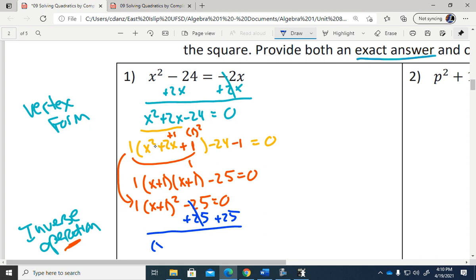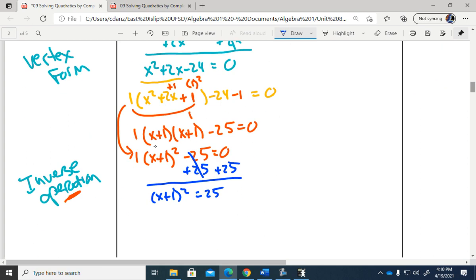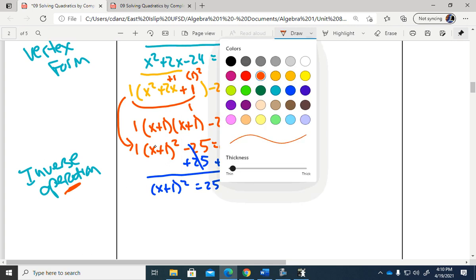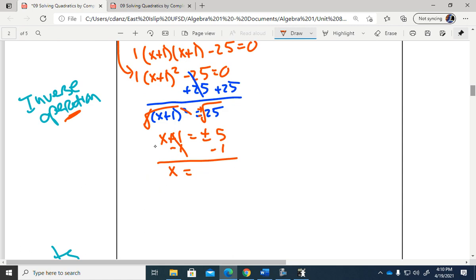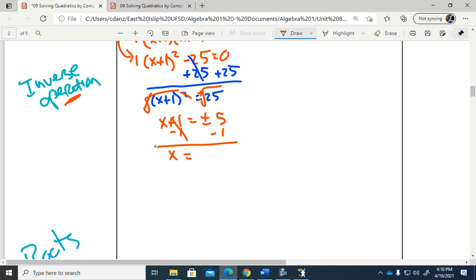I don't really need that 1 in front of the parentheses, so I'm not going to write it. Let's now square root each side. Don't forget your plus or minus. Square root cancels out the square. So I have plus or minus 5. This one was pretty straightforward. The answer turned out to be 2 rational numbers. It's going to be 5 minus 1 or negative 5 minus 1. So x is either 4 or x is negative 6.